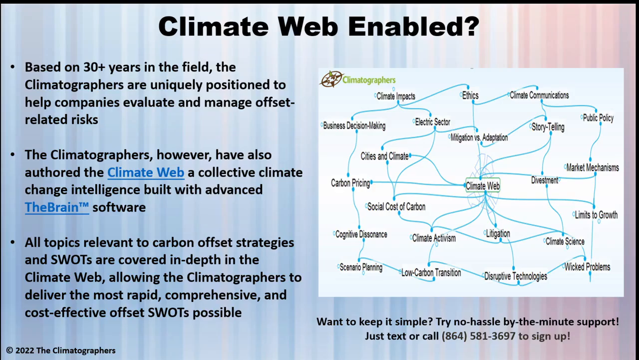We also have the benefit of the Climate Web, which is basically a collective intelligence for climate change. We've been building the Climate Web for more than a decade. The carbon offsets portion of the Climate Web represents thousands of hours of knowledge curation, and pretty much any topic relevant to carbon offset strategies and SWOTs is covered in depth in the Climate Web.